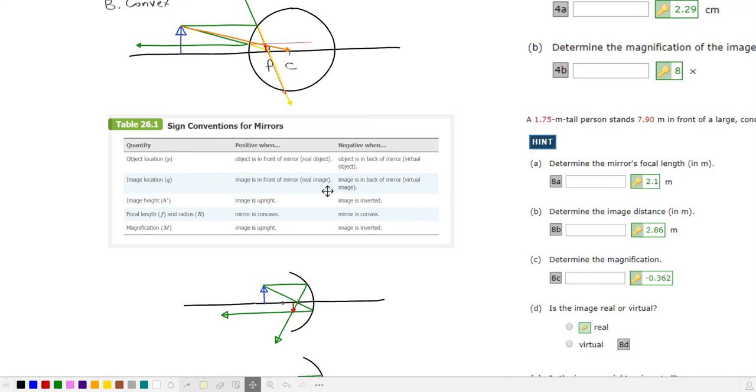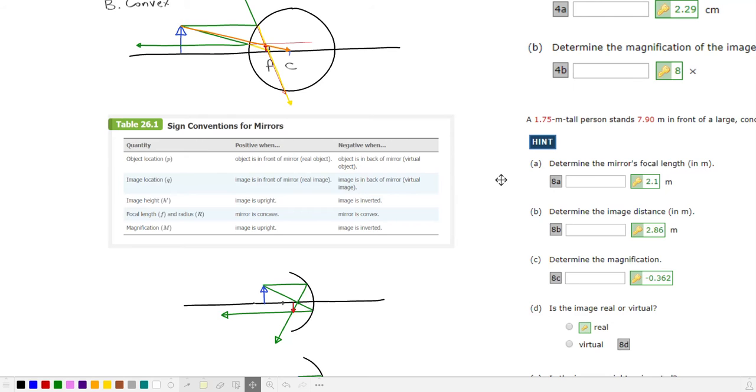And same with the image location. If it's behind the mirror where no actual light goes, it's going to be negative. It's positive when real light goes there, in other words, in front of the mirror. And whether the image is upright or inverted says what side of the principal axis it is. So this is just like our normal graph paper where y is positive above the x-axis. And the focal length is going to be negative if it's in a place where light doesn't go. For example, this is going to have a negative focal length because light doesn't actually converge at that point.